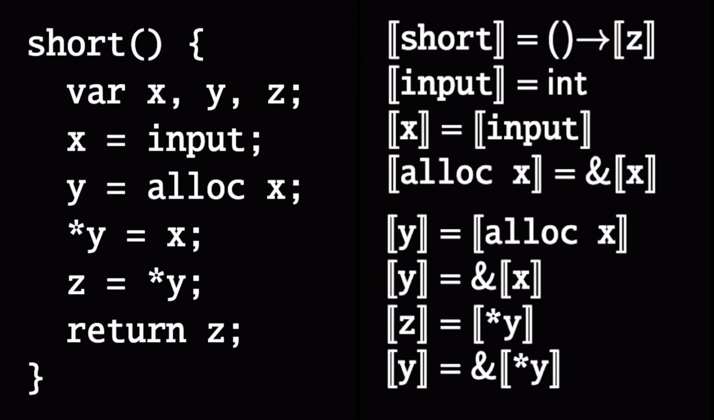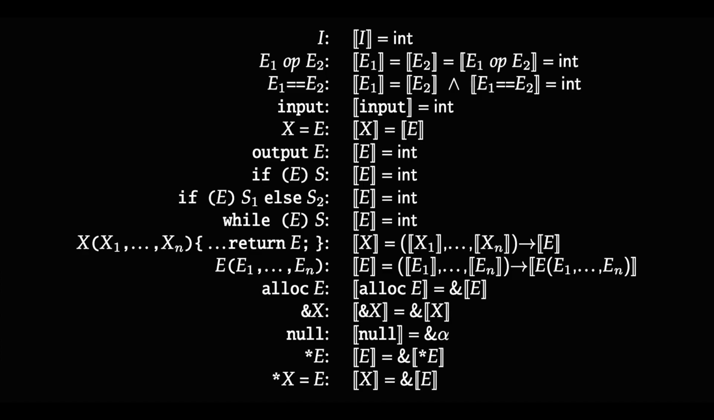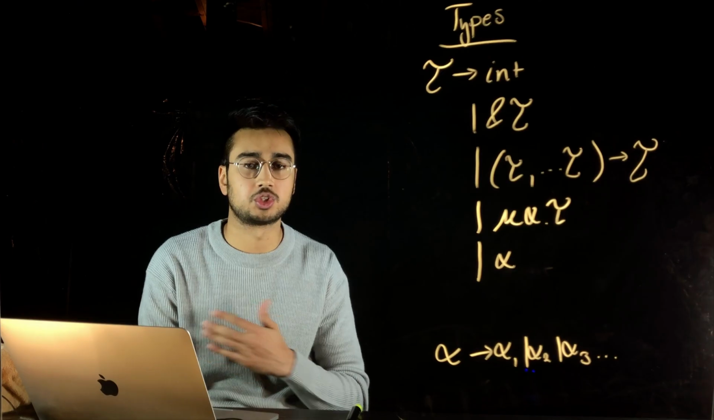Short is a function that takes in nothing and returns whatever the type of z is. The type of input is always an integer. The type of x is whatever the type of input is, and that's coming from the second line of the program. The type of alloc of x is going to be a pointer to whatever the type of x is, and so on and so forth. And basically we're just using all of those rules to systematically determine these constraints.